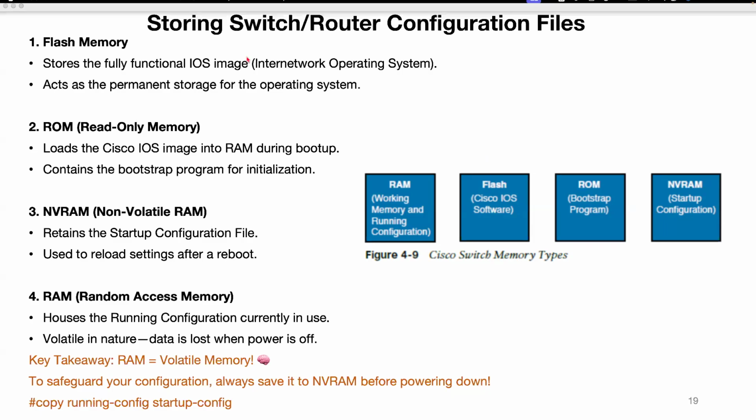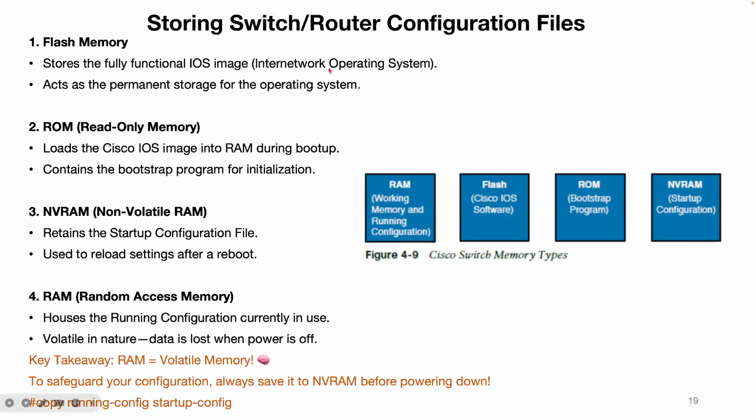Let's talk about storage in switches, routers, and other devices. Normally, in a networking device, there are four types of memories available: flash memory, ROM memory, NVRAM, and RAM.